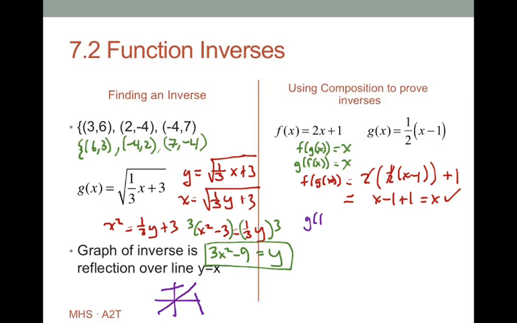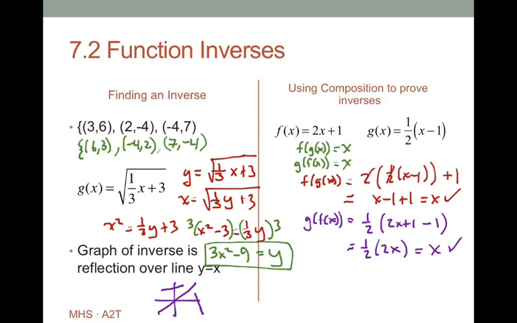G of f of x. Now I'm going to take f of x, the function 2x plus 1, and stick it in where I see an x in g of x. So it should look like this: 1/2 times 2x plus 1 minus 1. Simplify that. 1/2 times 2x is x. It checks. So that shows you that these two functions are in fact inverses. Again, you do the composition of both sides, and you see what they equal.